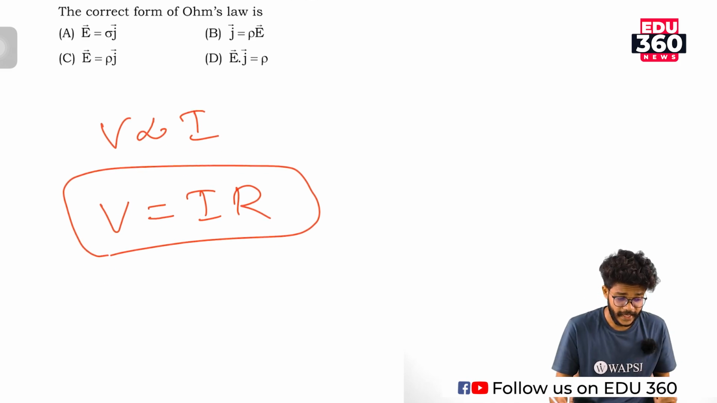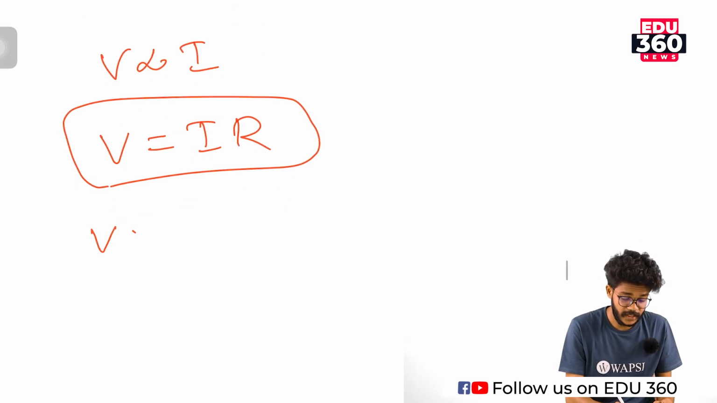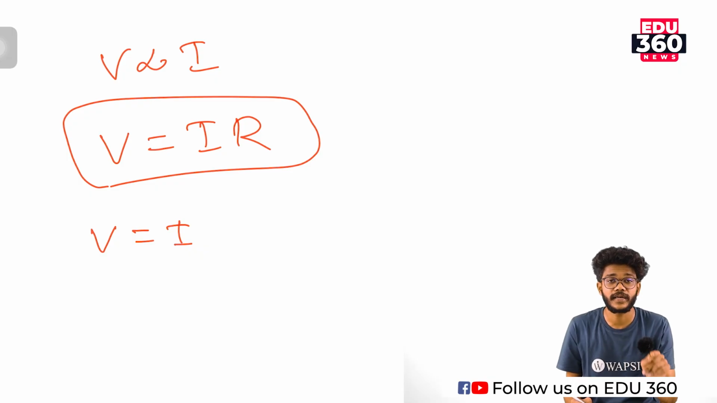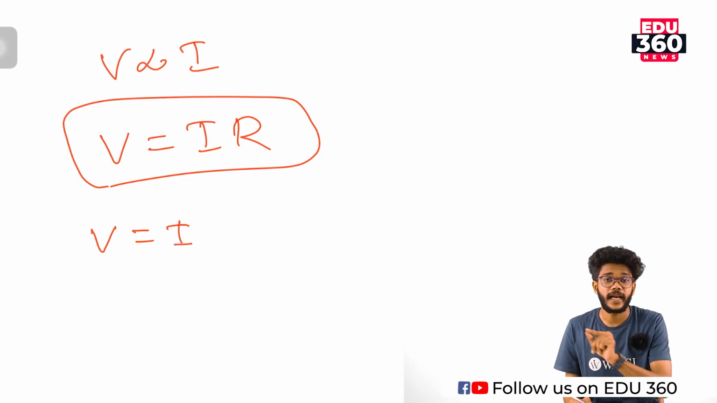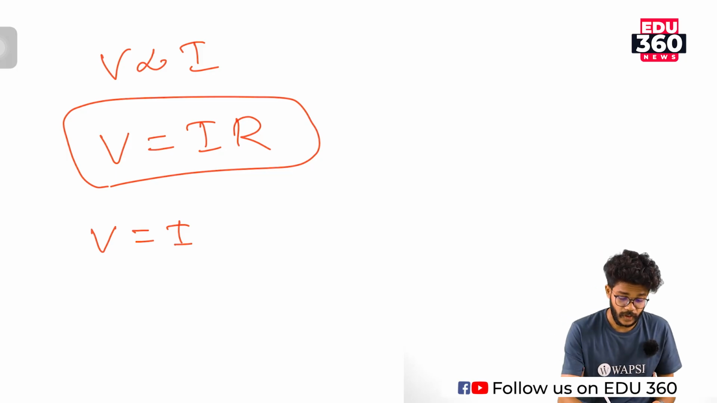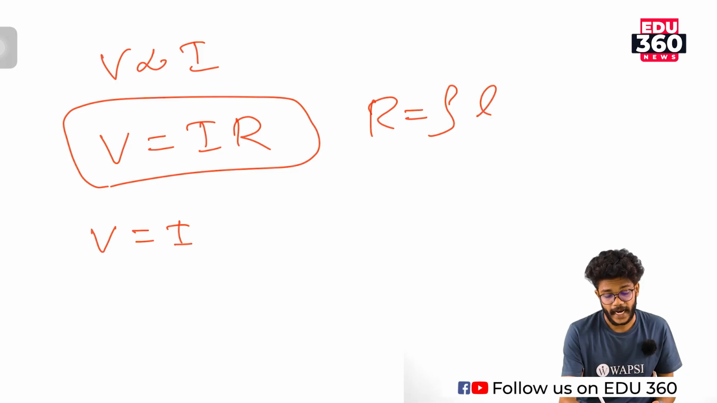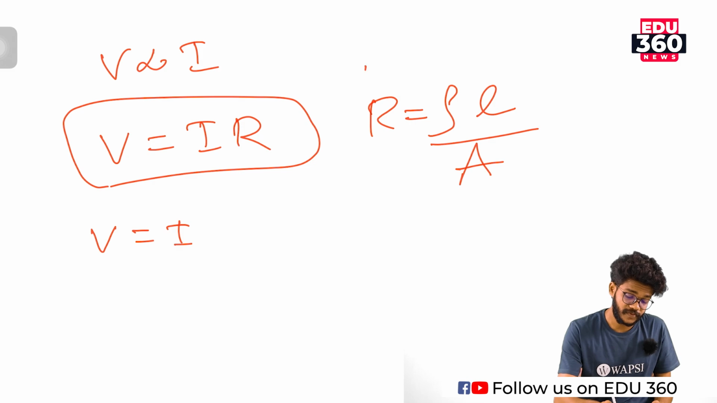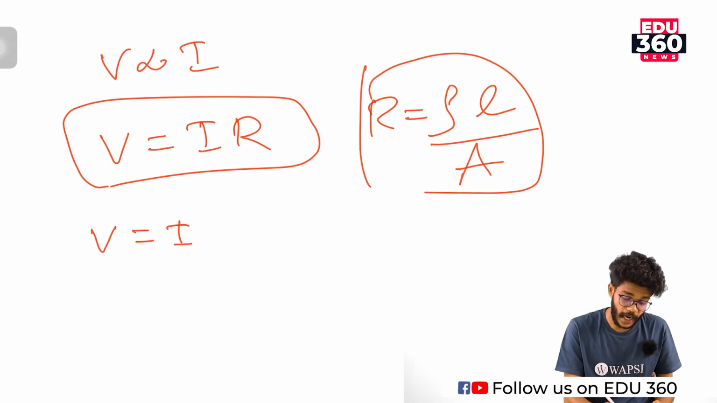How? And what is R? R is the resistance, and we know that V is equal to I into R. Resistance is equal to rho into L by A. What is rho? The resistivity of the material, the property of the material. L is the length of the material. So R is equal to rho L by A. A is the cross sectional area. Okay, substitute this formula in here. V is equal to I into rho L by A.